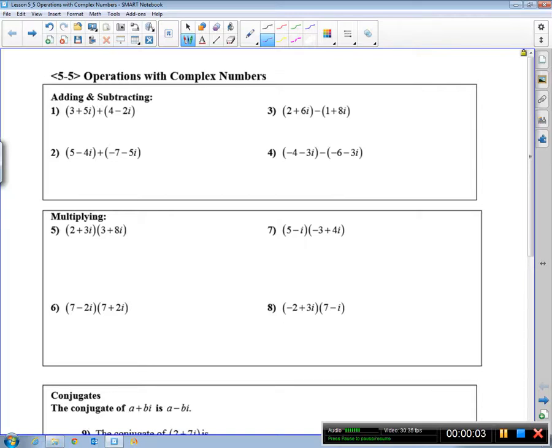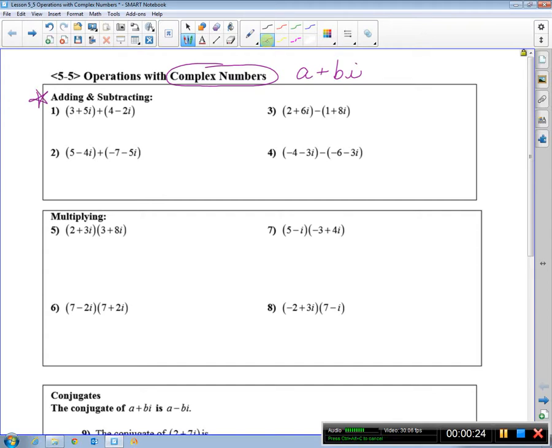Today we're going to look at operations with complex numbers. Remember, a complex number is anything of the form a plus bi. It has a real part and an imaginary part. So let's get started. First, adding and subtracting complex numbers.